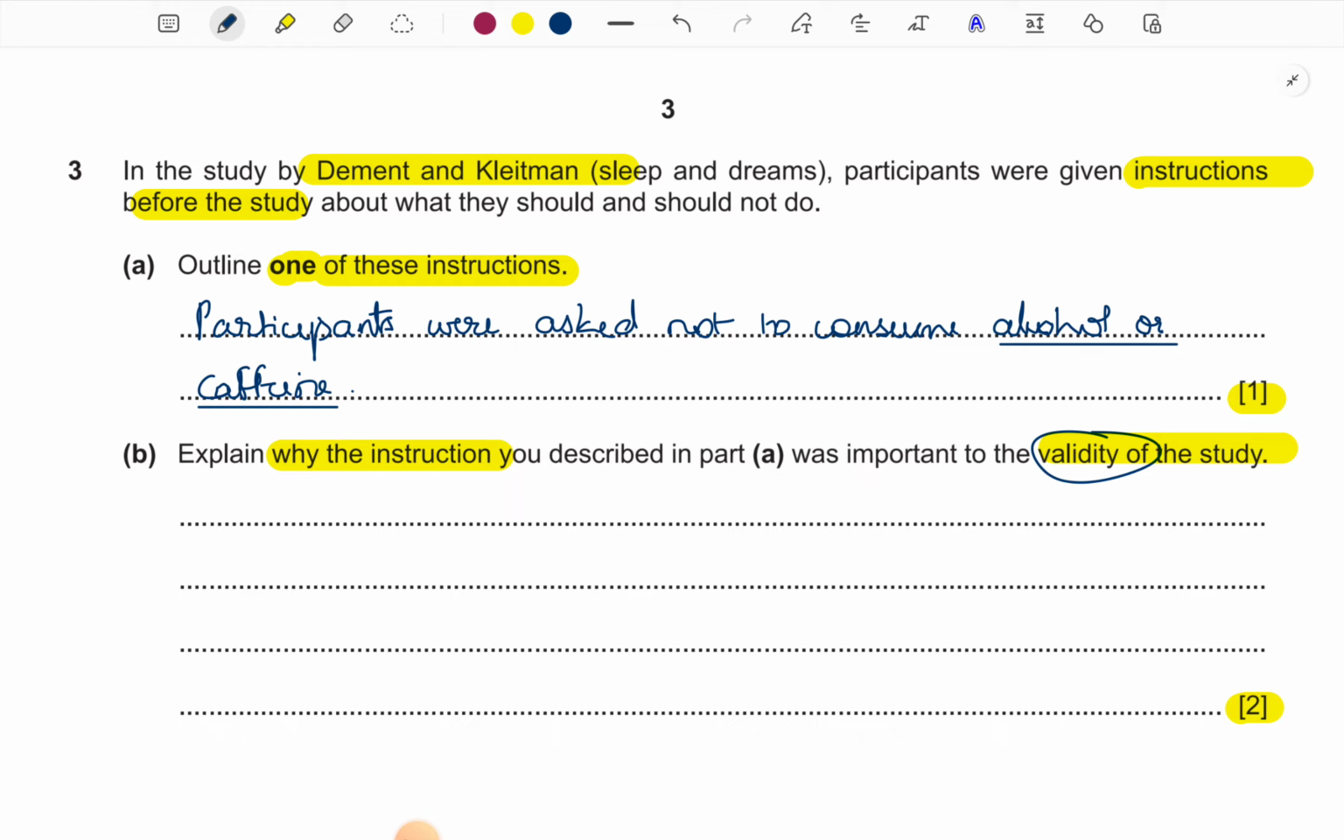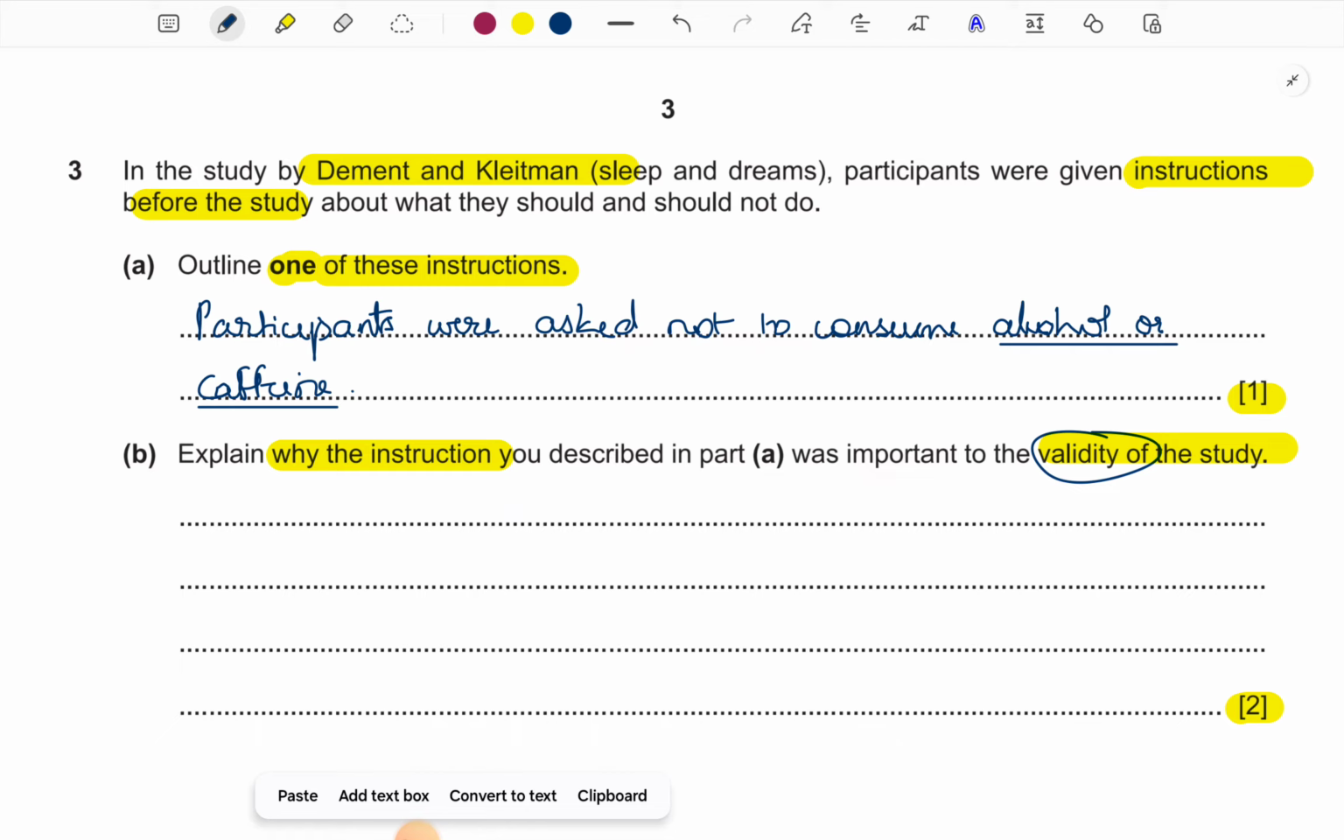If they had consumed alcohol or caffeine, thinking counterfactually, their sleeping pattern would not have been regular when they were in the laboratory. There would have been disturbances in their REM and NREM stages of sleep, or the pattern or cycle of these stages. That would have confounded the results, in the sense that the researchers would not be able to see how REM stage of sleep plays a role in dreaming. So that is what we need to highlight here.